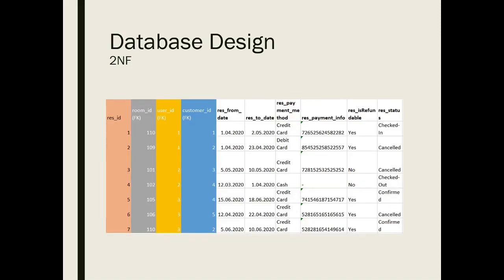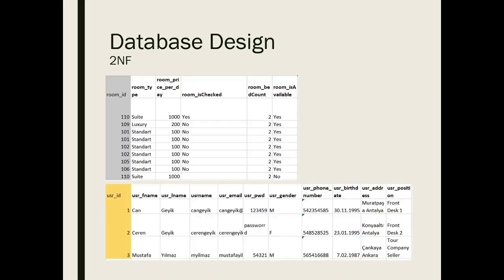This one is the reservation table. It holds information such as reservation start date, end date, payment amount and information, and the reservation status. Reservation ID is the primary key. Customer ID, room ID, and user ID are used to connect to the other tables, so they are foreign keys. This page shows the room and user tables. The room table holds the price, type, bed count, and availability of each room, while the user table holds user information and login credentials of each user.